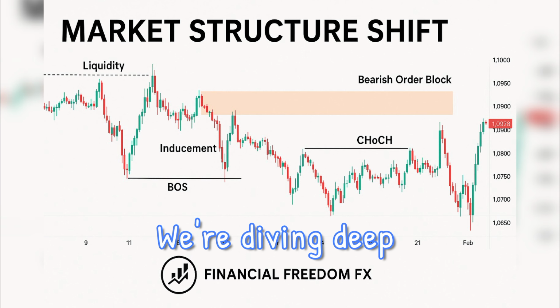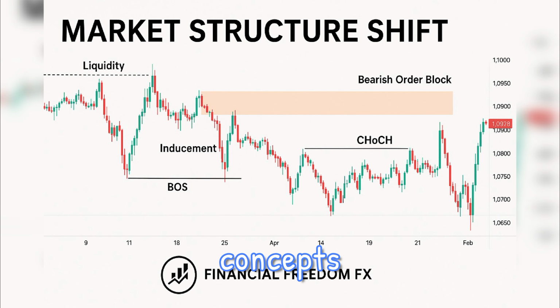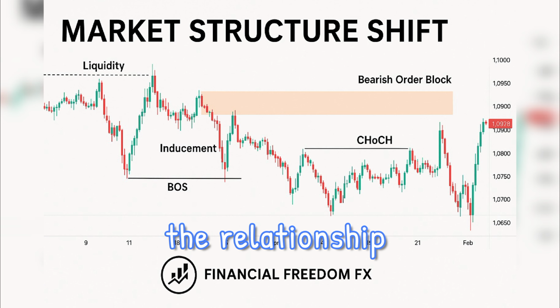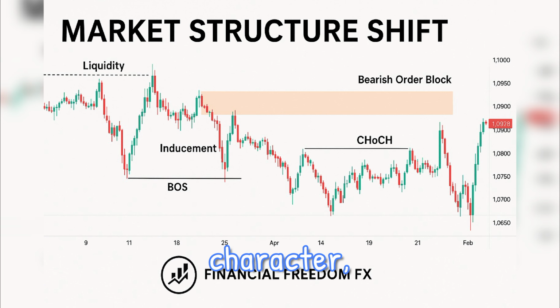We're diving deep into one of the most powerful smart money concepts in trading, the relationship between liquidity, change of character, mitigation, and order blocks.